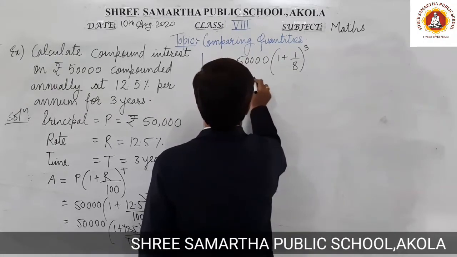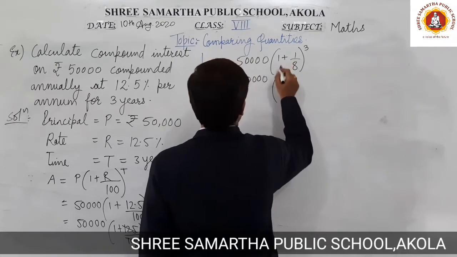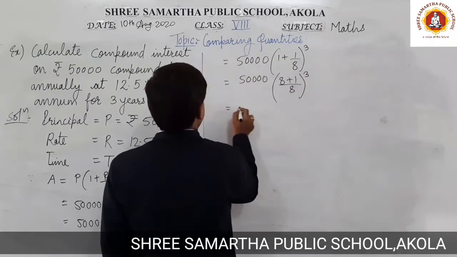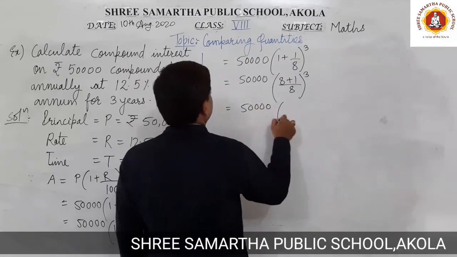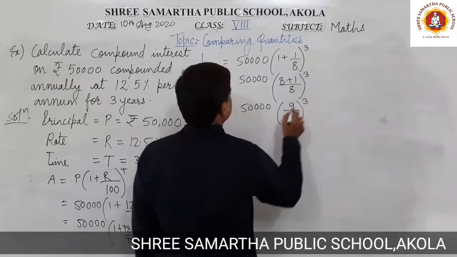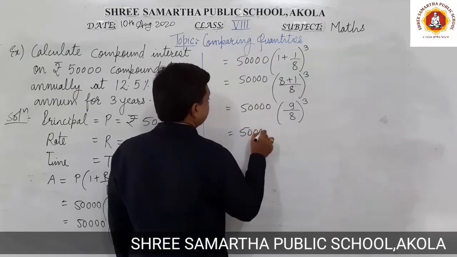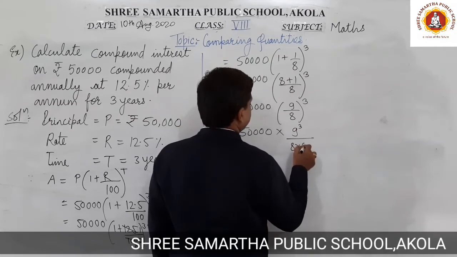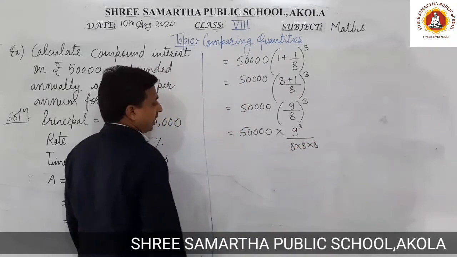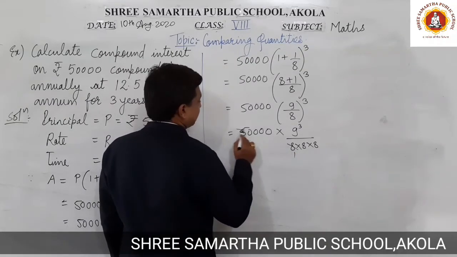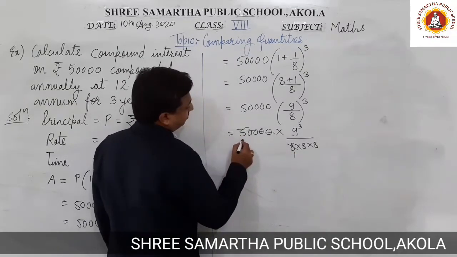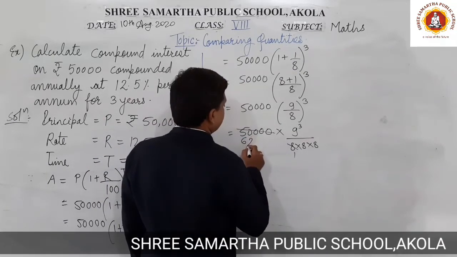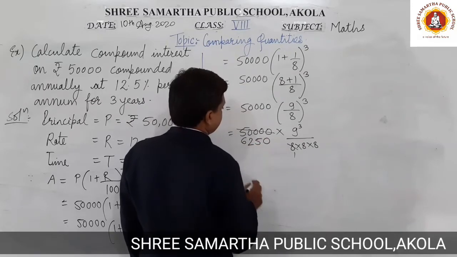Now it will be 50,000 into 8 plus 1 by 8 to the power 3, that is equal to 50,000 into 9 by 8 cube. Now expand this: 50,000 into 9 cube by 8 into 8 into 8. Now try to divide this by 8. 8 6s are 48, 8 2s are 16, 8 5s are 40, and this one 0.